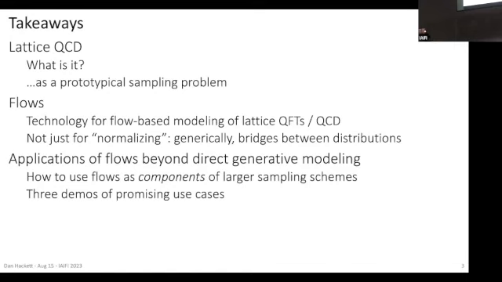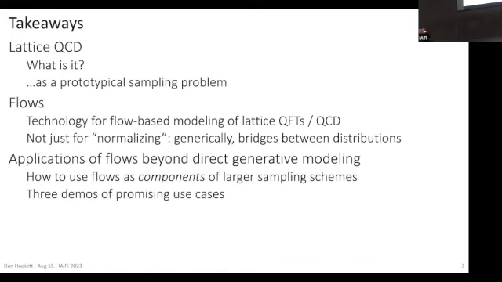From there, I'll tell you about flows. And so flows, this normalizing flow, is what you should be thinking of. I'll tell you a little bit about the technology we've developed to do flow-based modeling of lattice quantum field theories in general and quantum chromodynamics in particular.